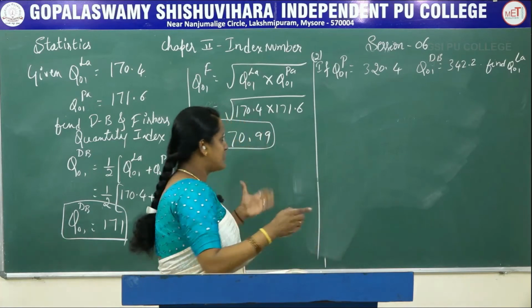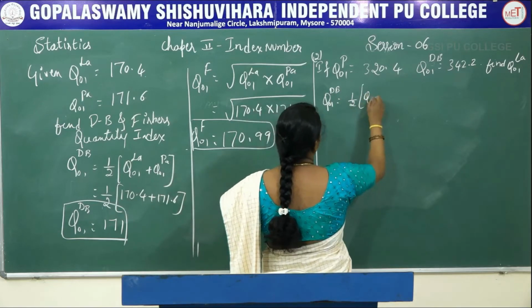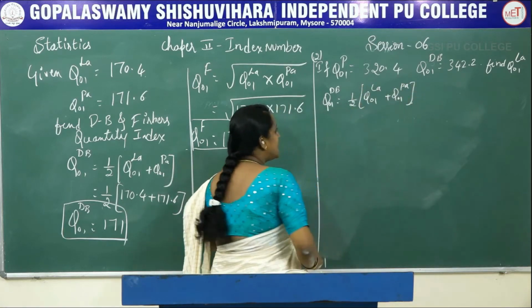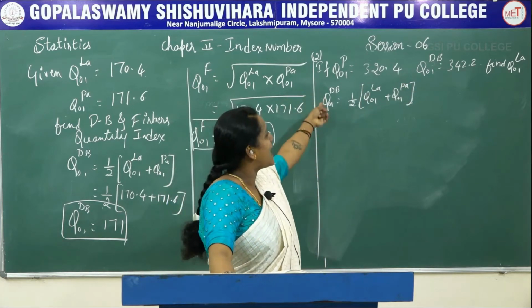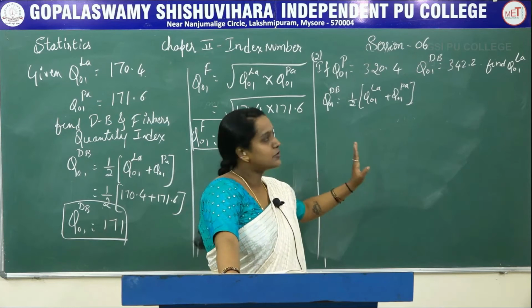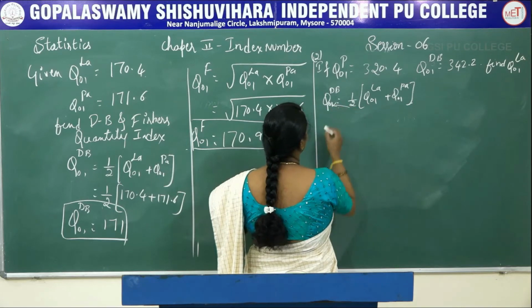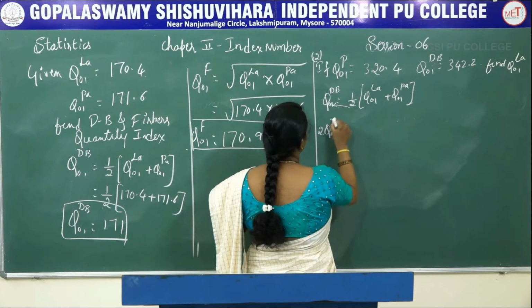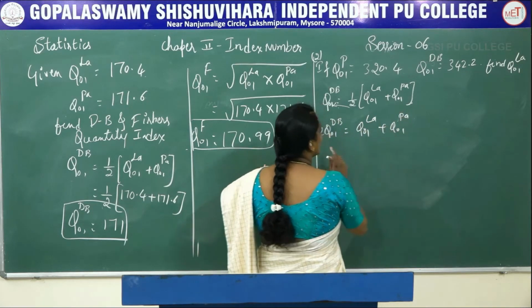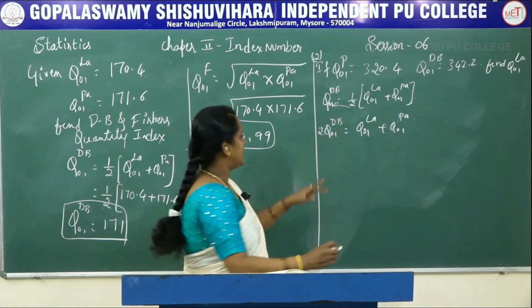As we know the formula of Dorbish-Bowley, Dorbish-Bowley is half of LA, that is Laspeyres, plus Paasche. But in this problem, they have given Paasche and Dorbish-Bowley. We have to find Laspeyres. First, we will alternate this formula to find the Laspeyres. That is, you take the cross multiplication of 2 here. So it is 2 times Dorbish-Bowley is equal to Q01 of LA plus Q01 of PA. Again, I will rearrange this equation so that we can find the value of LA.